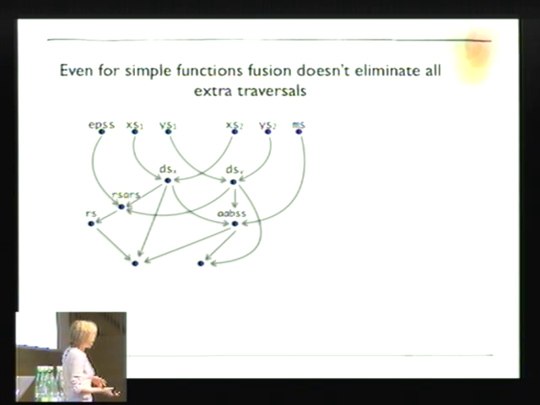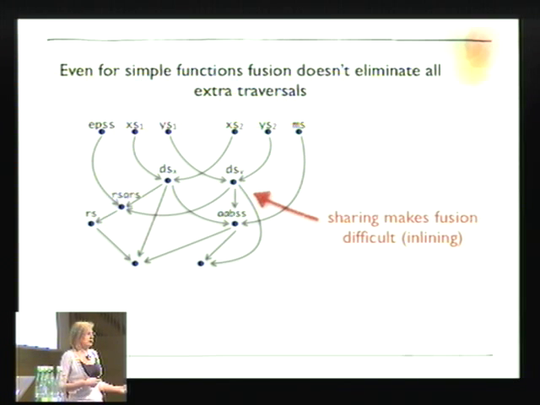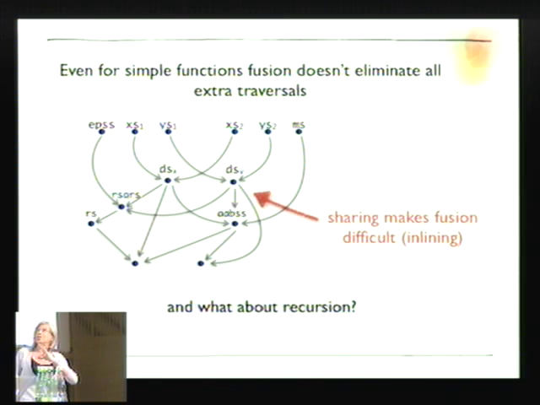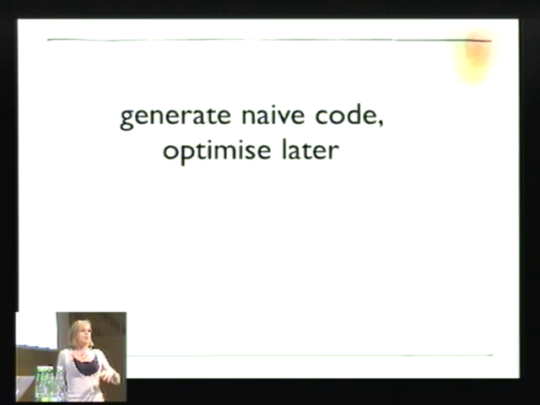Unfortunately, even for fairly simple functions like Excel, if you look at the data dependency graph, there's a lot of sharing going on. And for Fusion, we rely on inlining. If we have sharing, it doesn't really work properly. So even with simple functions like that, Fusion doesn't work as well as we want it to. And once we have something like a recursive function, inlining in Fusion does not work at all. So there are clear limits.